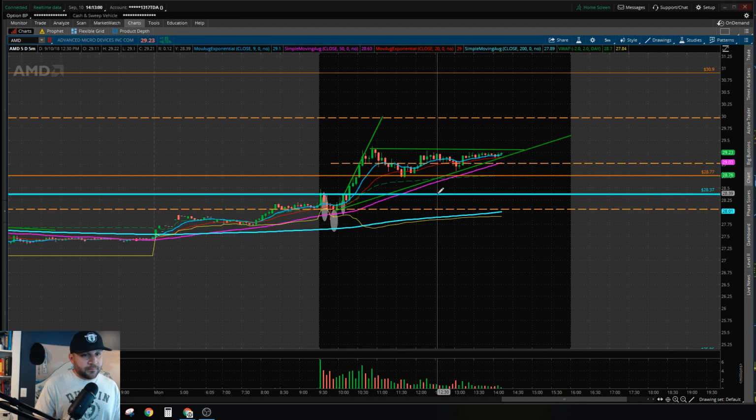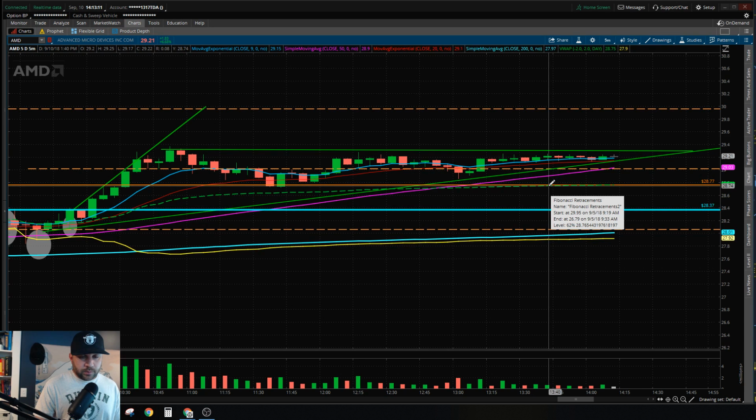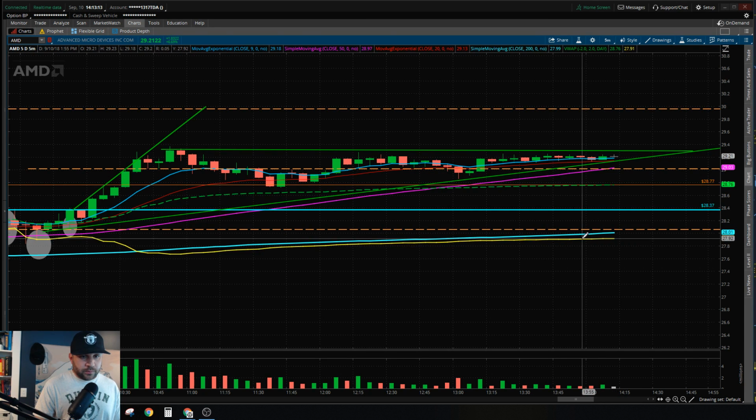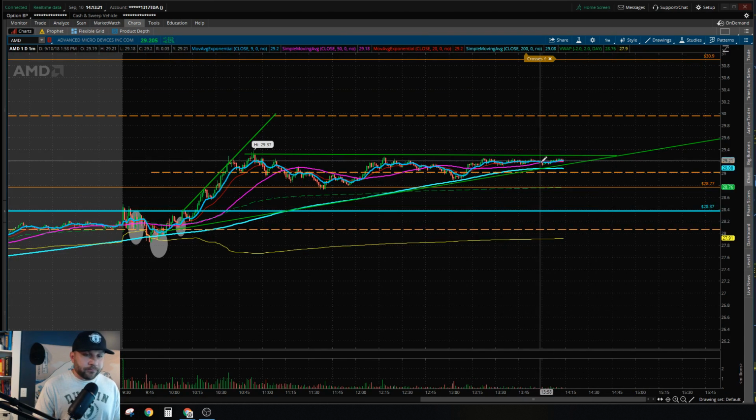Studies: I'm using the 9 EMA, which is this light blue. And then I've got the 20 EMA, the 50 SMA, VWAP, lower VWAP, and the 200 SMA, which is this light blue. So basic moving averages. I don't have any lowers on, just volume.